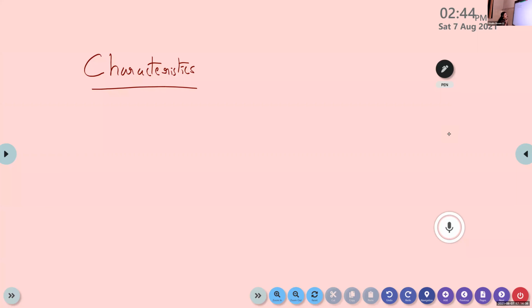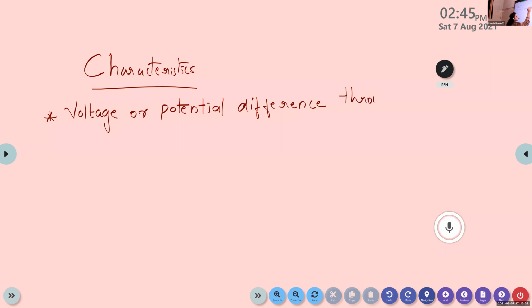But in the case of a parallel combination, the voltage or potential difference through each resistor is the same. Okay, in the case of a parallel combination, the voltage or potential difference through each resistor is the same.